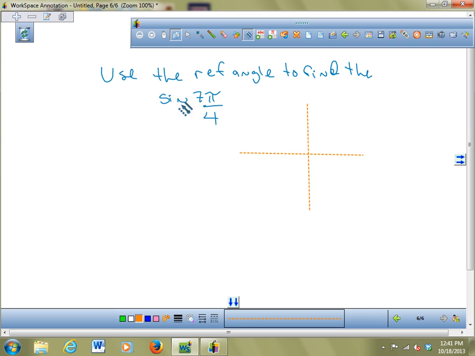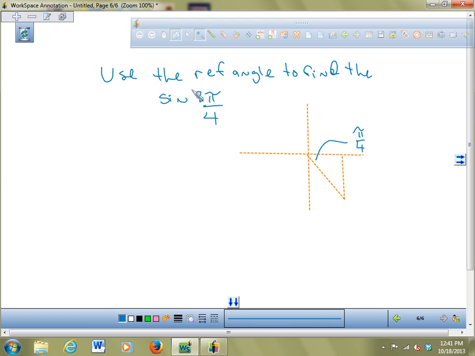Which quadrant am I in at 7 pi over 4? Think in radians. Where is 8 pi over 4? It's 2 pi, so 8 pi over 4 would be here. So where would 7 pi over 4 be? Fourth quadrant, right? So it'd be down here, and it'd be like this. And so what would this angle be in terms of radians? How many pi's over 4 would that be? 1 pi over 4. So the reference angle is pi over 4, okay?